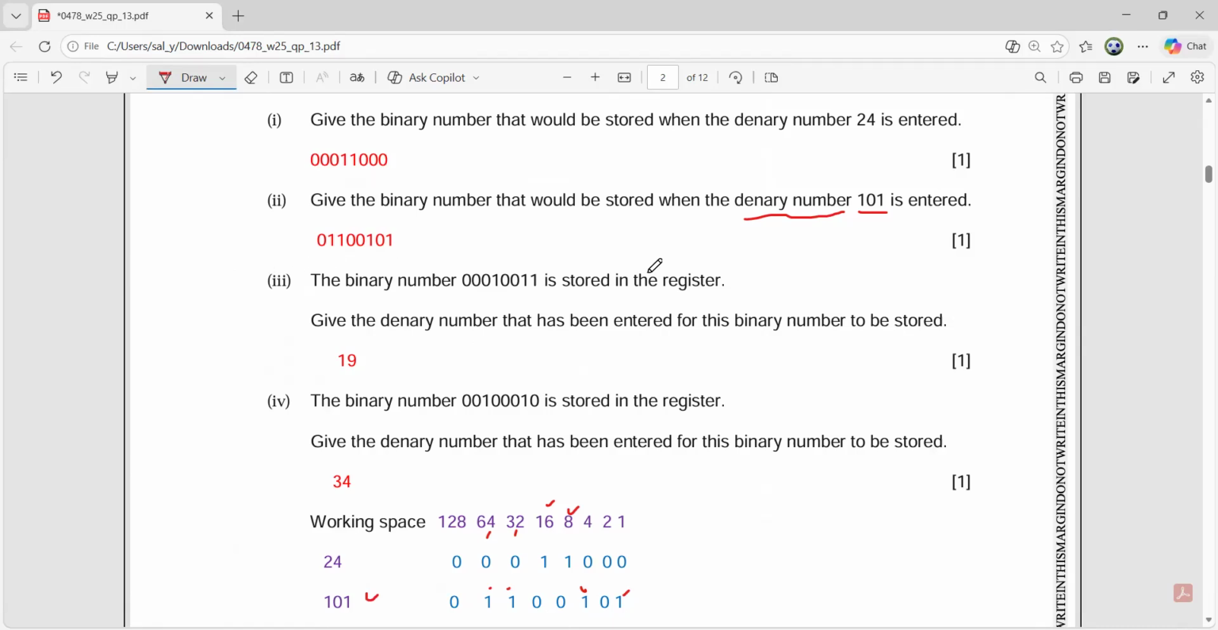Do not get confused. This is what the students normally do. They look at this number and think it to be a binary number. No, it's a denary number. So either you underline it or you just remember that this is the denary value.